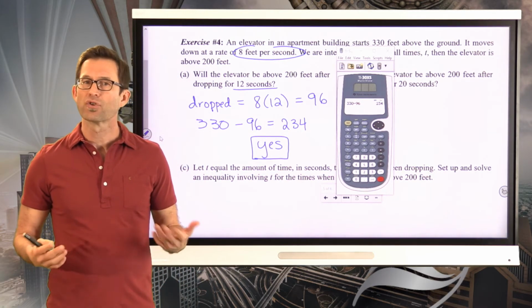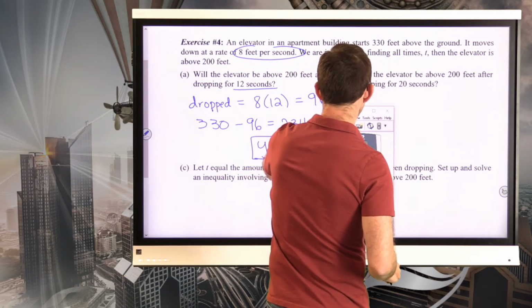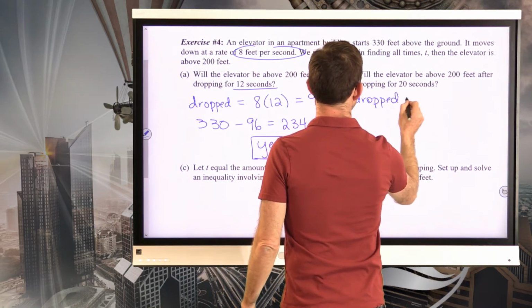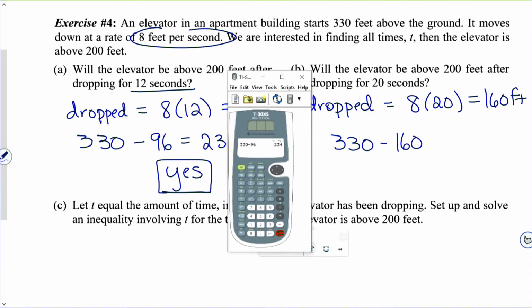But now let's take a look after 20 seconds. Same calculations. First thing I might want to do is figure out how far it's dropped. In those 20 seconds, it's dropped by 8 feet per second times 20 seconds. This one I can do in my head. It's dropped 160 feet. So where it's actually at will be 330 minus 160. It's at 170 feet.